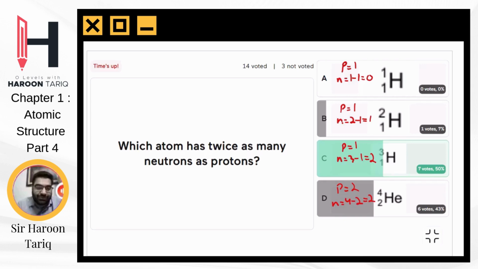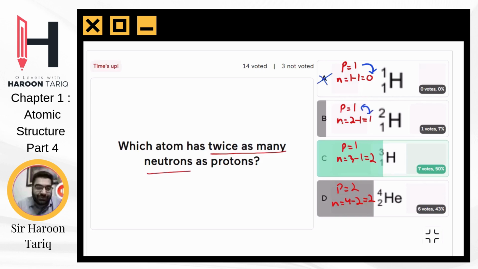Now let's read this statement. Which atom has twice as many neutrons, double neutrons as compared to protons? Twice means double. In A, it has no neutrons. Double of 1 would have been 2. So if this had 2 neutrons, then this would have been answered. Because we need double. If you double the protons, that should be your number of neutrons. So A is out.